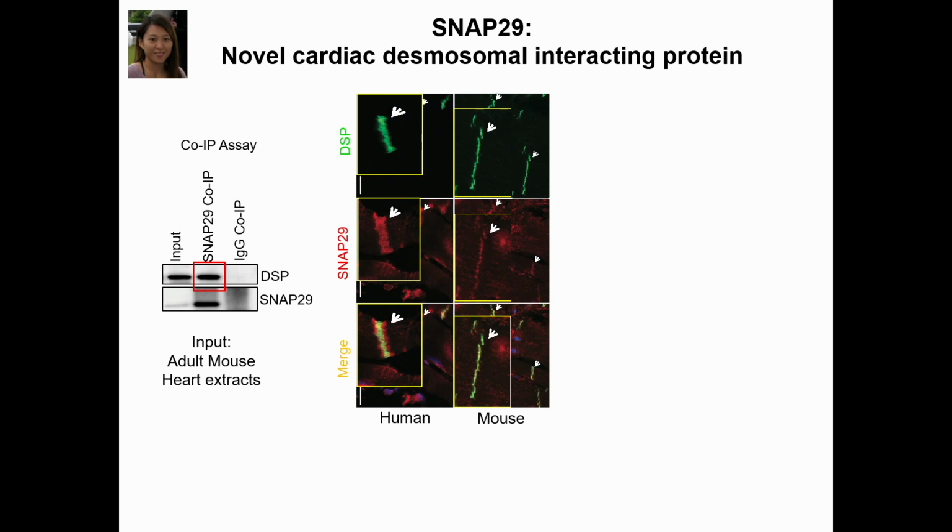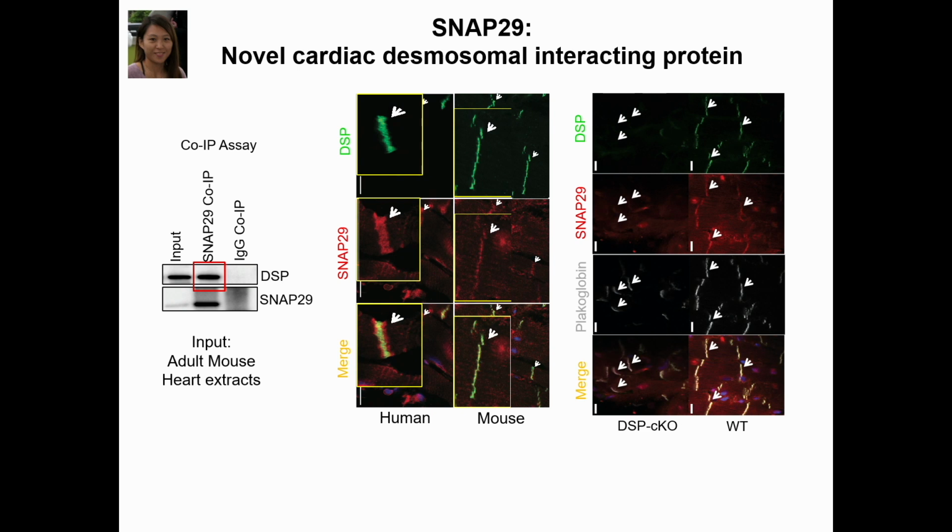And we used a desmoplakin knockout heart to interrogate its interaction. We looked at regions in the desmoplakin knockout heart where we still see cell-cell junctions, so we mark this with plakoglobin, and you can see in both wild type and knockout settings, the junction is there. However, when we lose desmoplakin, we also lose SNAP29, or vice versa, unlike the wild type situation, suggesting that it could be a novel cardiac desmosomal interacting protein.